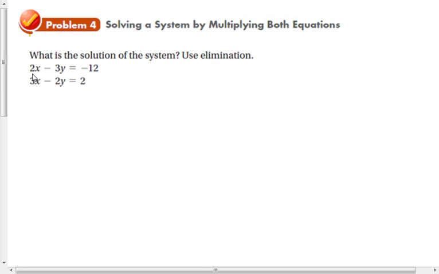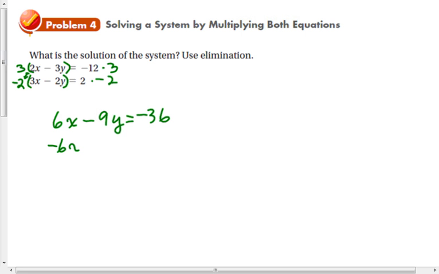And one way you could always do this is multiply the top equation by the coefficient of the x value on the bottom equation. So multiply the top equation by 3. And then just multiply the bottom equation by the opposite of the coefficient of x in the top equation. So notice that was 2, so I'm going to use negative 2. And here's what happens. We end up with, for the top equation, 6x minus 9y equals negative 36. And for the bottom equation, we end up with negative 6x plus 4y equals negative 4.